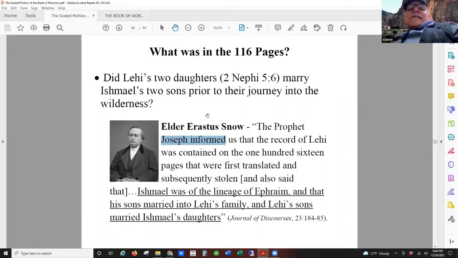That makes sense that some of that information was on the 116 pages, because certainly Joseph knew about it. My memory tells me that the index in our current scriptures indicates in the header, when you talk about Ishmael, that he was of the lineage of Ephraim. So I think it's authoritative enough that it made it into our authoritative indexes. It came from the prophet Joseph. It's just interesting that it came from the prophet Joseph in a conversation in a bar. That's the interesting part.